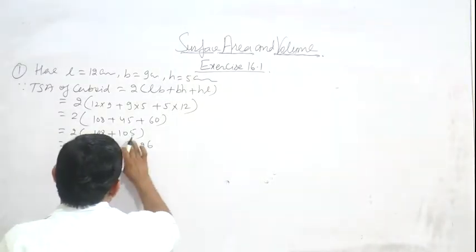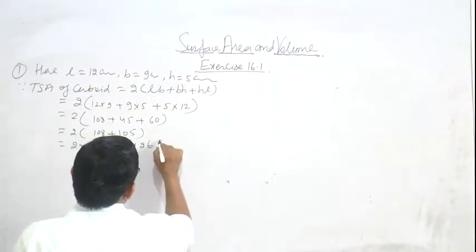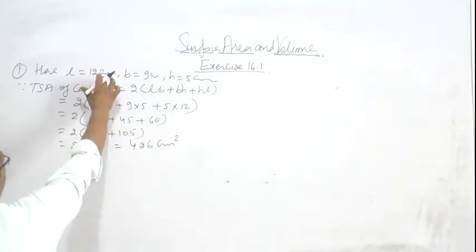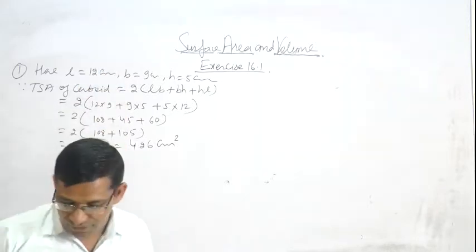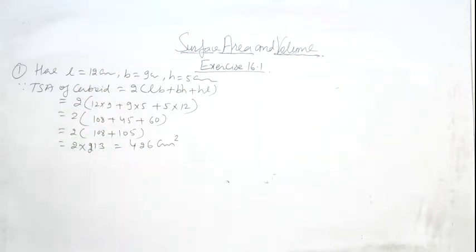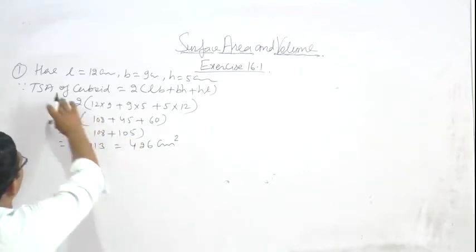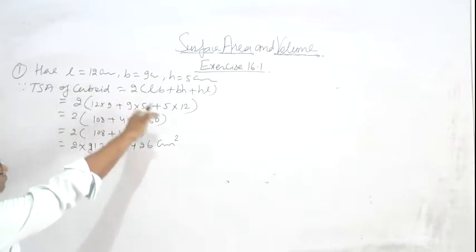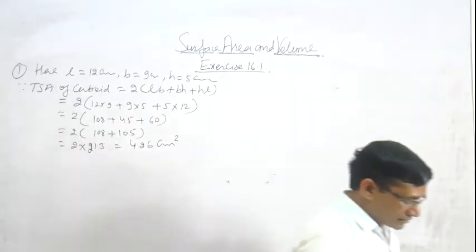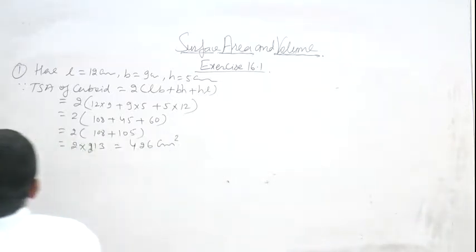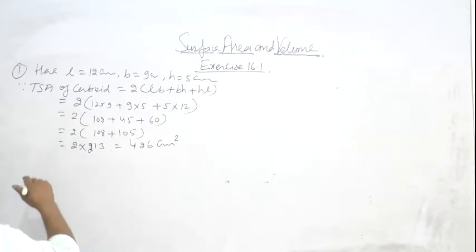105, that is 213, that is 426 centimeter square, because in this question units are given in centimeter. So the total surface area of the cuboid is 426 centimeter square. TSA of cuboid is 2 into (LB plus BH plus HL). In this question we want to find the volume also. Find the total surface area of the cuboid and its volume.